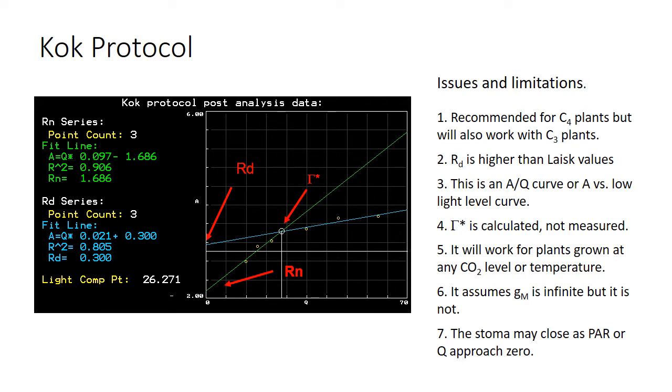This is an AQ curve, or A versus low light level curve. Gamma star is calculated, not measured. It will work for plants grown at any CO2 level or temperature. It assumes GM is infinite, but it is not. And the stoma may close as PAR levels, or Q, approach zero.